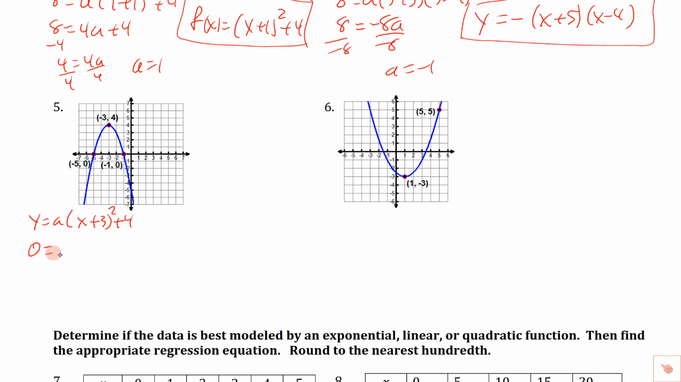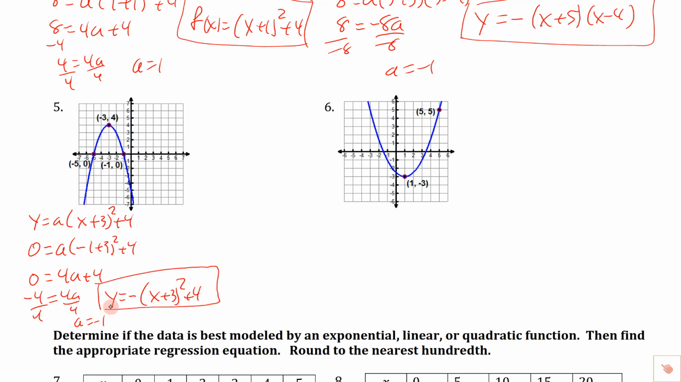So we'd get a 0 when we plug in a -1. So this would be a times (-1 plus 3) squared plus 4. This would be, let's see, that's a positive 2. We're going to square that. So we're going to get 0 equals 4a plus 4. Move the 4 to the other side and divide by 4. And we end up with a equals -1. So this one would be, and I'll write y equals negative (x plus 3) quantity squared plus 4. That's one way to write it.